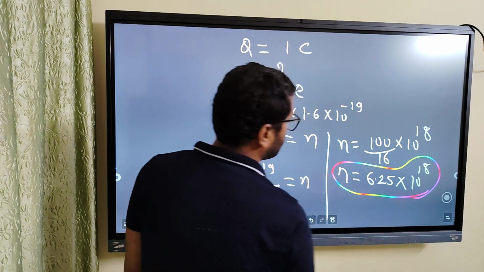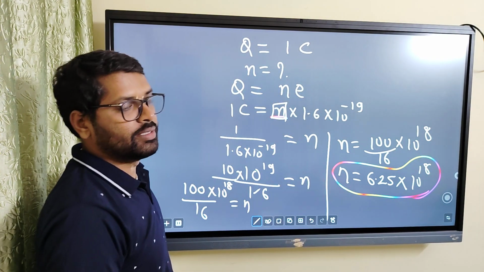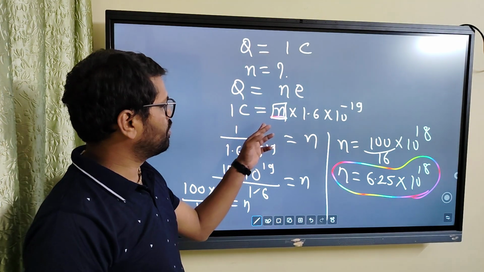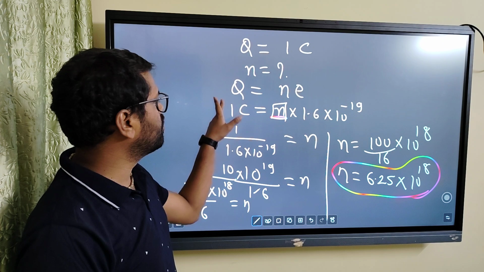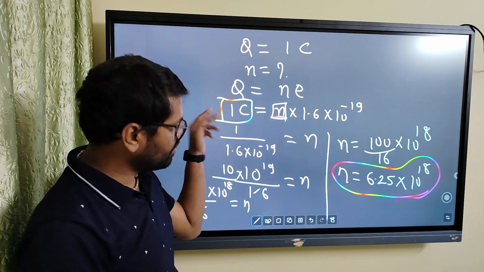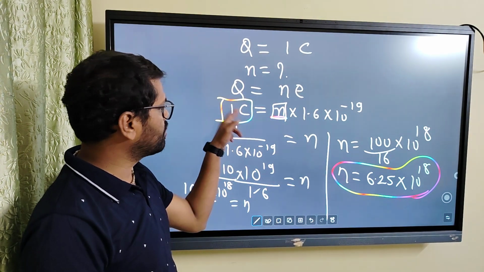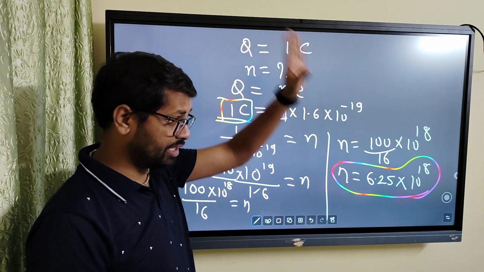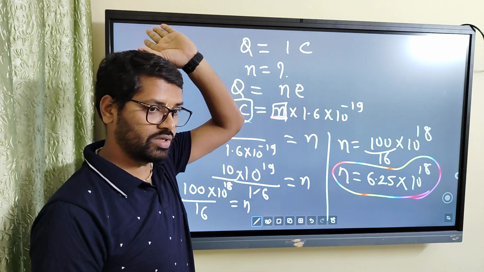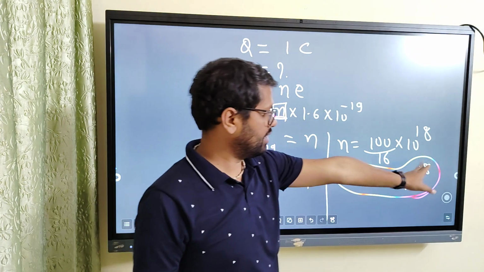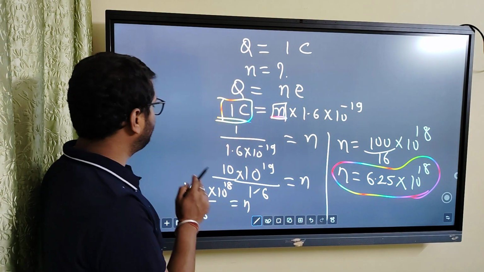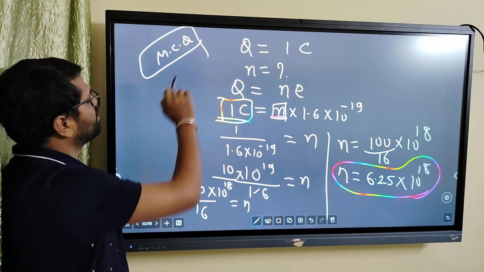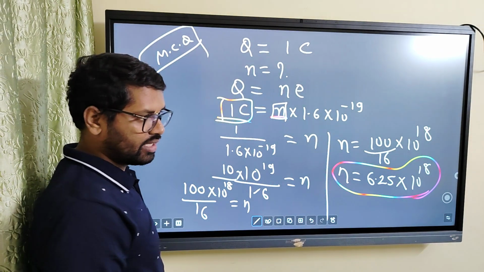So you can directly write this in an MCQ. If they ask the number of electrons or protons for 1 coulomb charge, how many electrons should there be for 1 coulomb charge? 6.25 into 10 power 18. So much it is. 10 power 18, you know. This is the MCQ question, and I have asked this many times in MCQs. Any doubt till here?